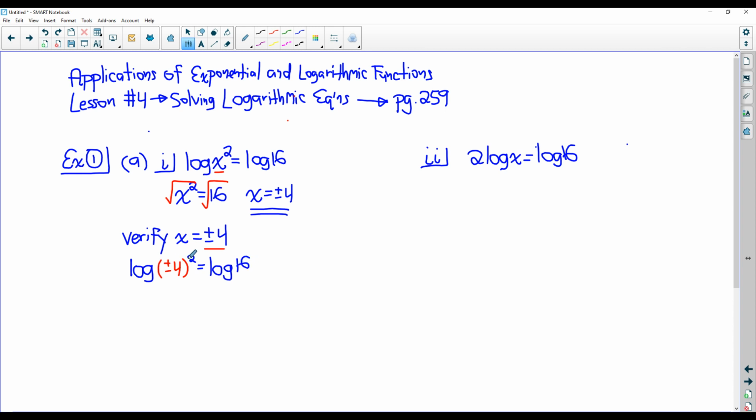Whether it's plus 4 squared or negative 4 squared, you then have log of 16 on the left side and log of 16 on the right side. Because both sides of the equation are the same, it's verified, which means the solution up here is correct. So I'll box it now because I have verified the solution.